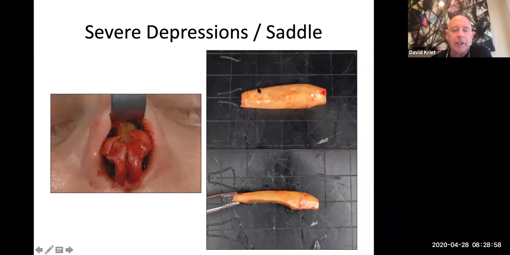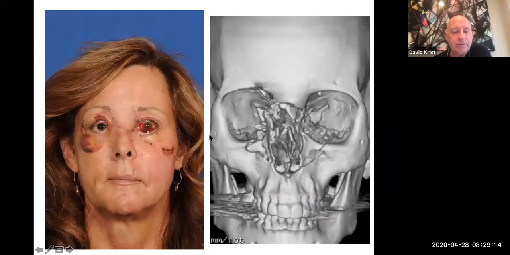The other thing you have to be careful about is beveling these edges, because if the sides of these onlay grafts don't match with your upper laterals and your nasal bones, then over time what happens is you get contraction and you can see this sitting as a little sausage on top of the nose.